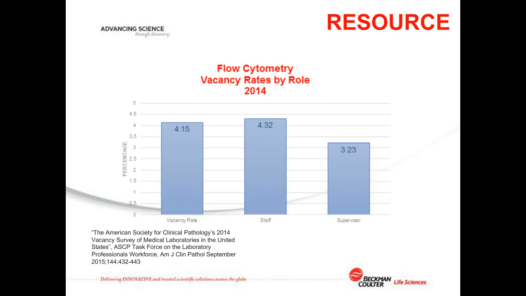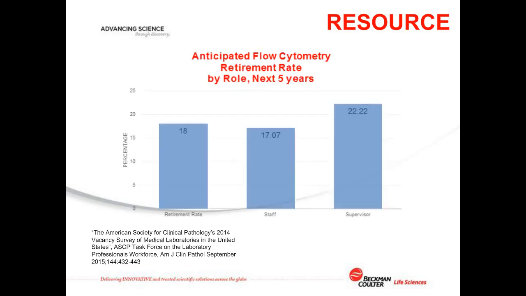So these numbers aren't too bad, but when we then look at the anticipated flow cytometry retirement rate over the next 5 years, the situation verges on dire. Overall, for all staff, we're looking at 18%. If you're looking at bench staff, 17% anticipate retirement. So this is people that are towards the end of their career. And for supervisors, over 1/5 of the total supervisor population in flow cytometry labs is expected to retire in the next 5 years.